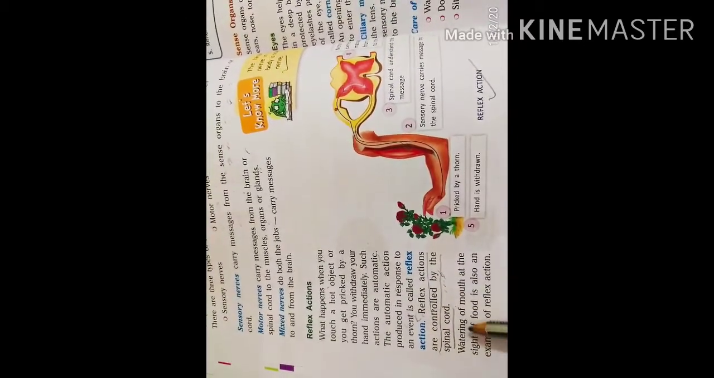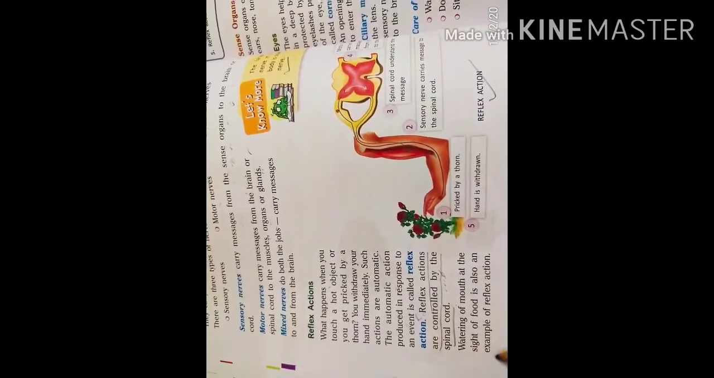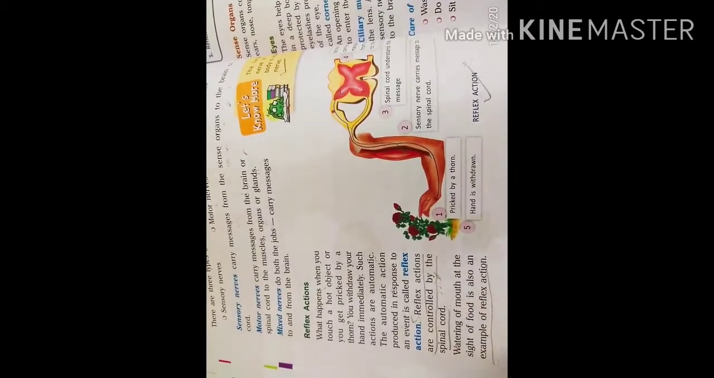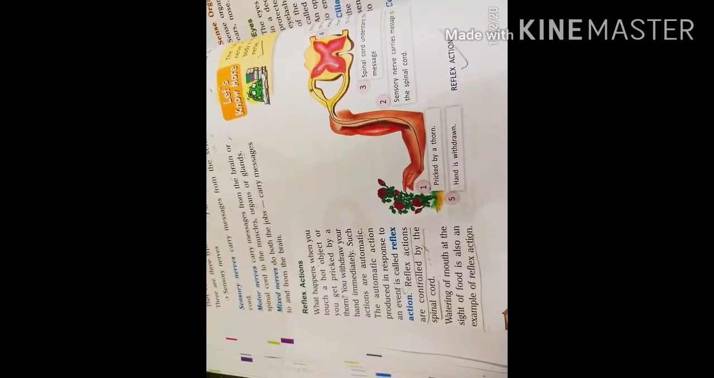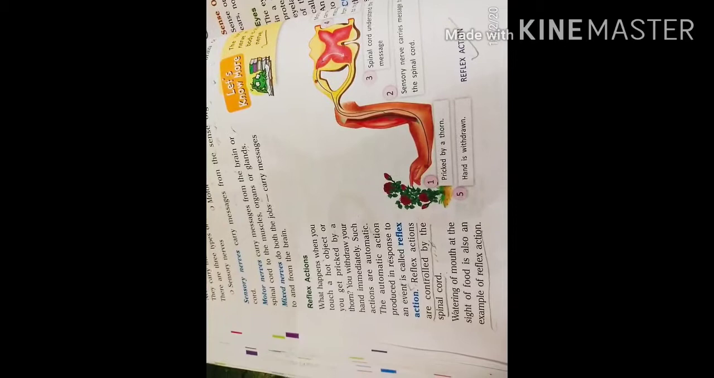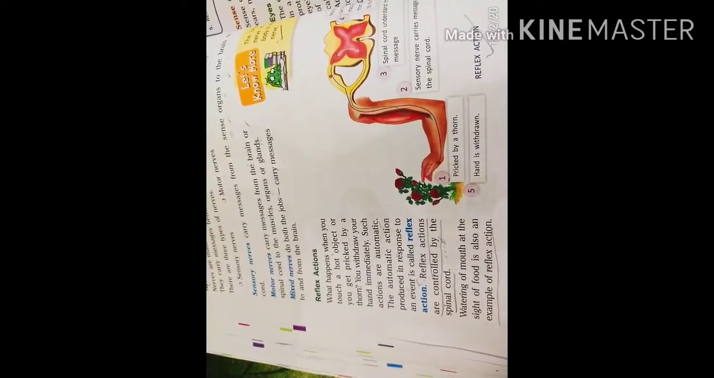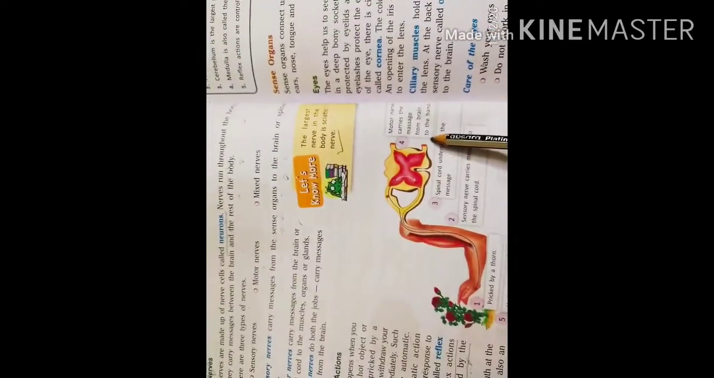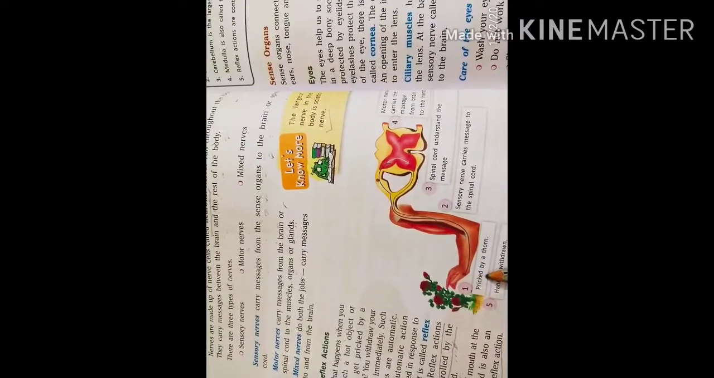Now watering of the mouth at the sight of food is also an example of reflex action. It is a good example. When you see very delicious or tasty food, your mouth becomes full of water. So this is an example of a reflex action. See here the diagram: it is a picture of a hand, and there is a flower pricked by a thorn.